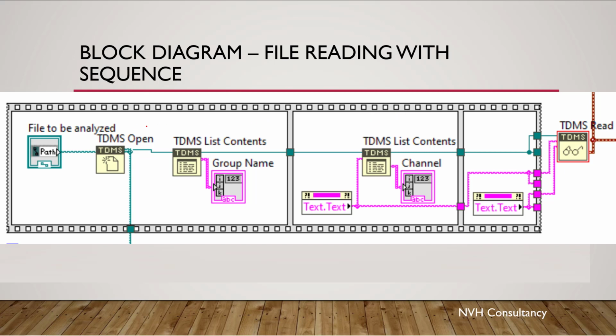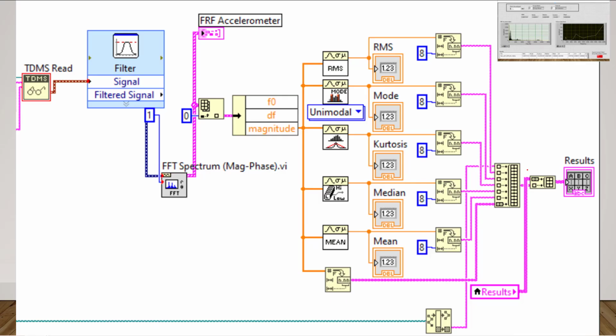Okay, now the file to be analyzed, you have to give the path to that. This will be the path, and then it will open the TDMS file. It will list the contents for the group and again list the contents for the channel name. Okay, and then it will read the file. Now, once you read the file, then this file can be further analyzed using the FFT spectrum.